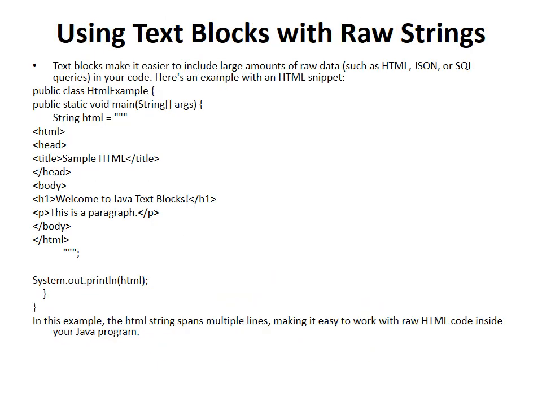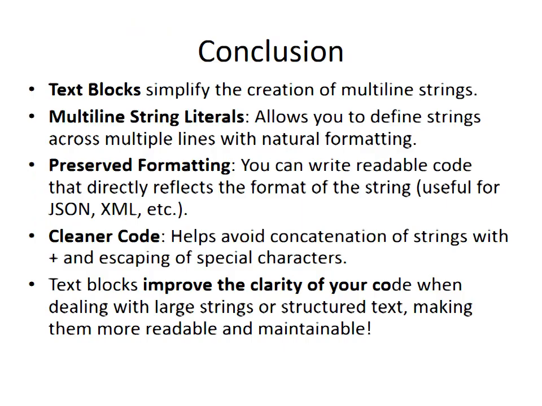Using text blocks with raw strings: text blocks make it easier to include large amounts of raw data like HTML, JSON or SQL queries. So here is the example of HTML, class name HTMLExample, and within the main, String html is equal to, within a text block, we can embed the HTML, and finally we print the HTML. So the HTML string spans multiple lines, making it easy to work with raw HTML code inside our Java program.